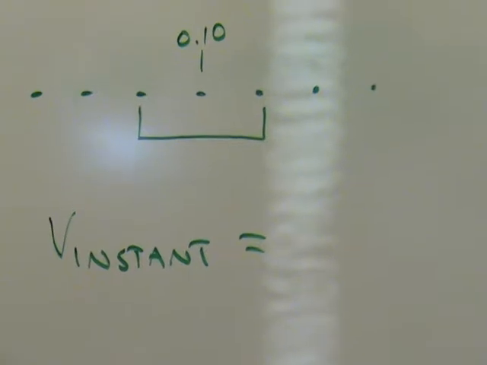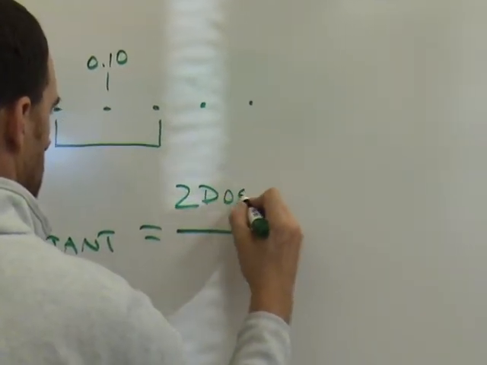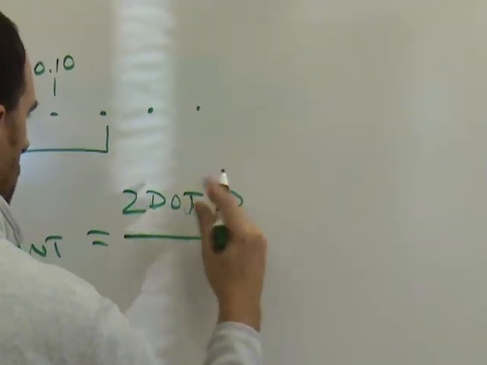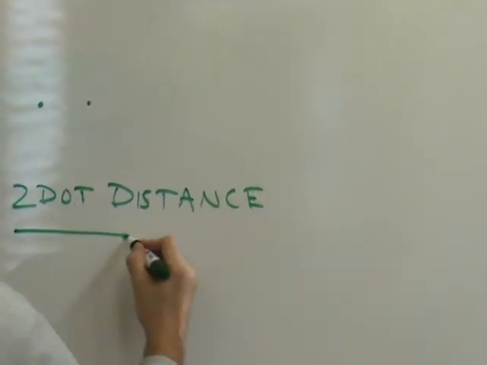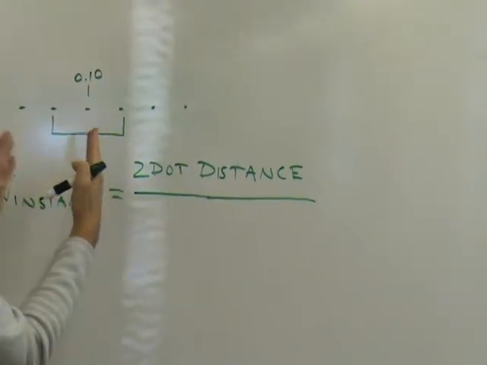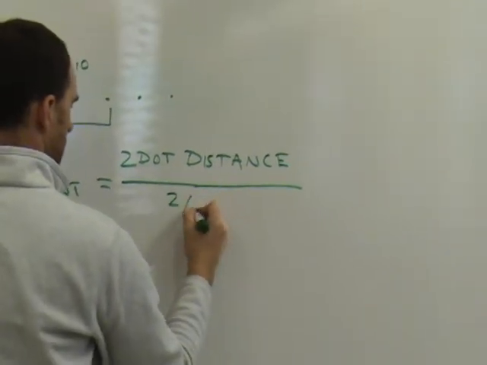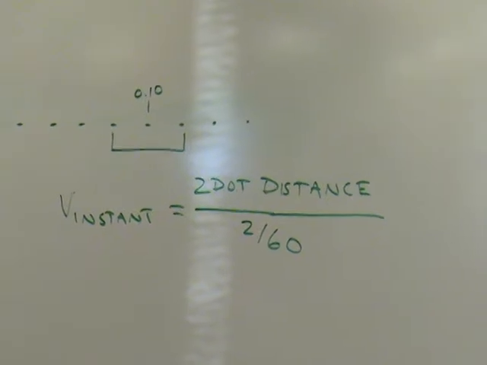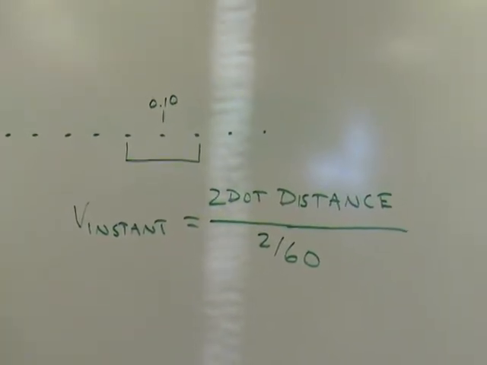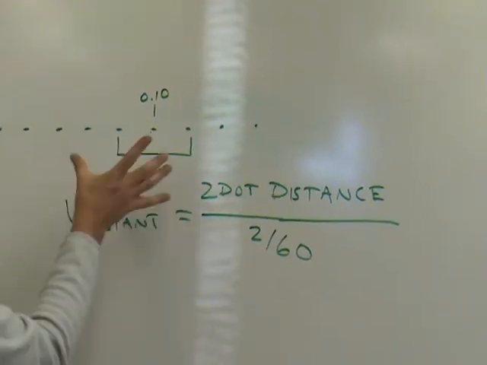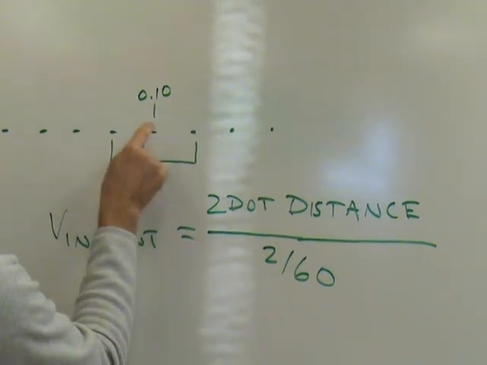The way I'll get the instantaneous speed is by looking at that little window and taking the 2 dot distance. Since 2 dots always represents the same amount of time, I would simply divide by whatever it represents, and that would be 2/60ths of a second. So this is a very sophisticated technique. We're going to use what all devices that measure speed do. We're going to make the smallest window we can so we can get the most accurate measurement of how fast he was moving at this time.